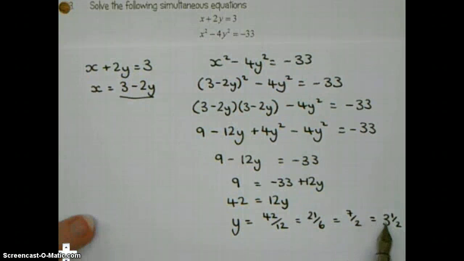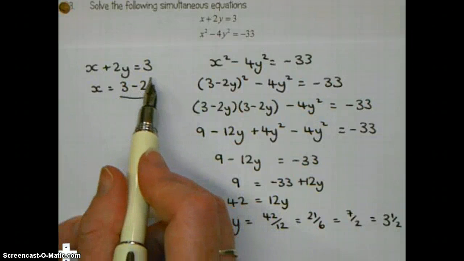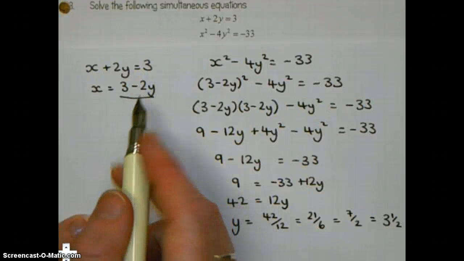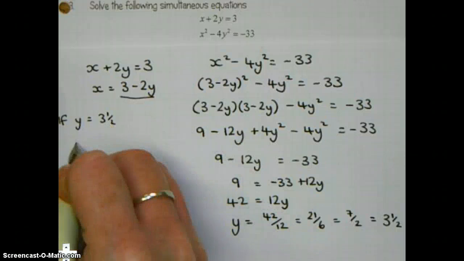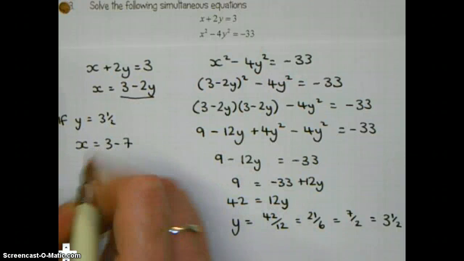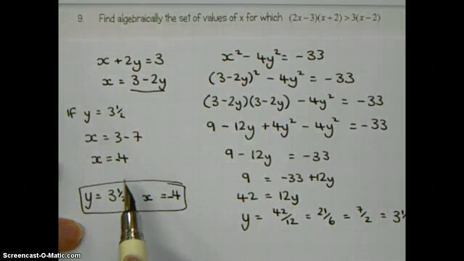And all you need to do at that point is say, well, if y is 3.5, putting that up into this equation, 2 3.5s would be 7. So if y is 3.5, then x must be 3 minus 7. So x equals minus 4. So your final answer is y equals 3.5, x equals minus 4.